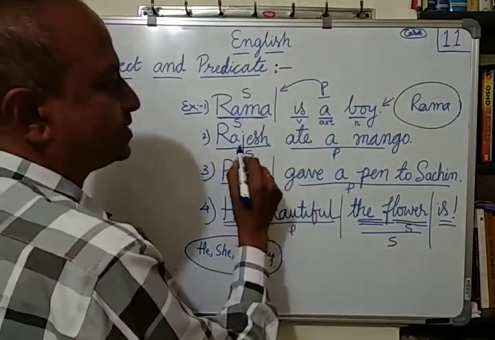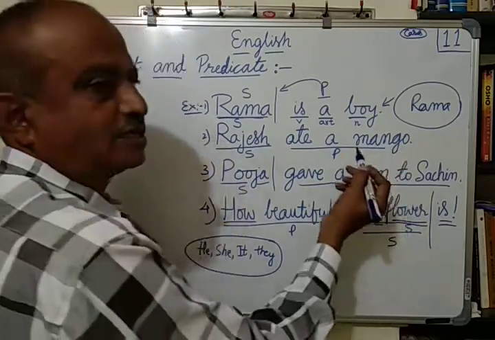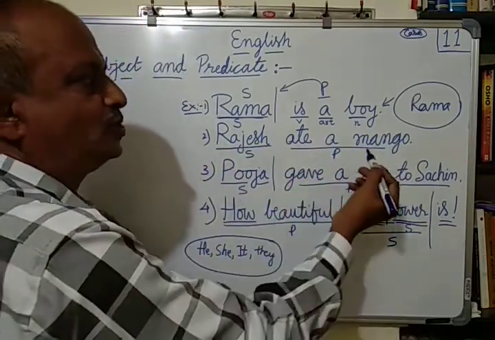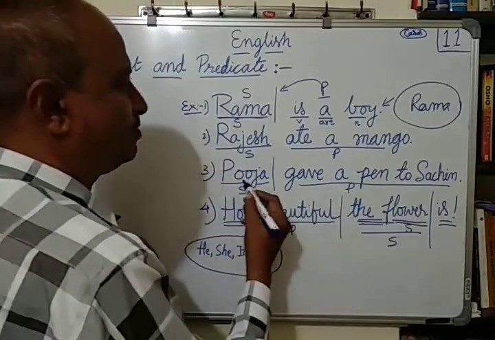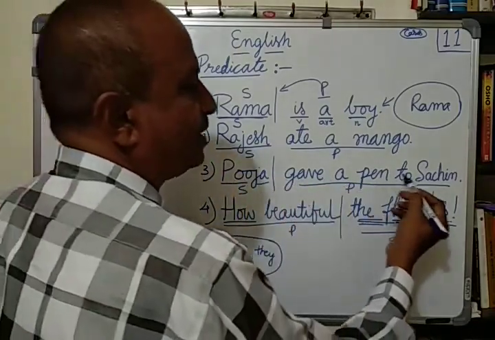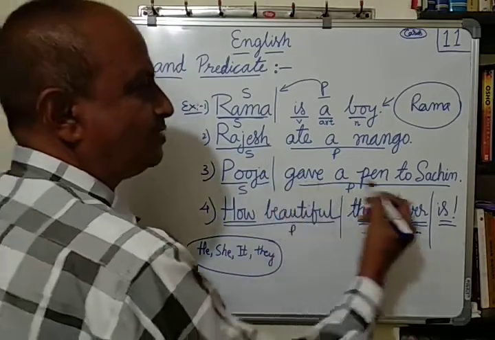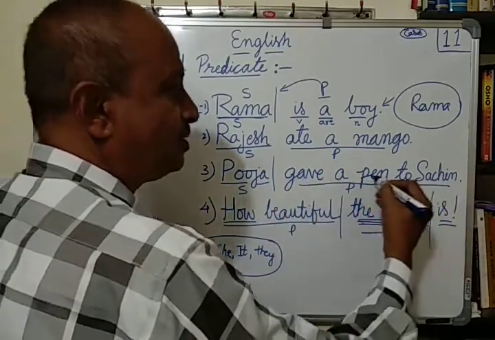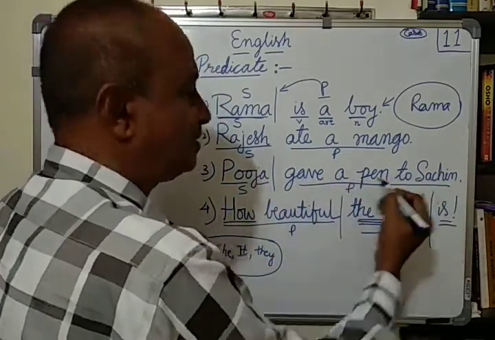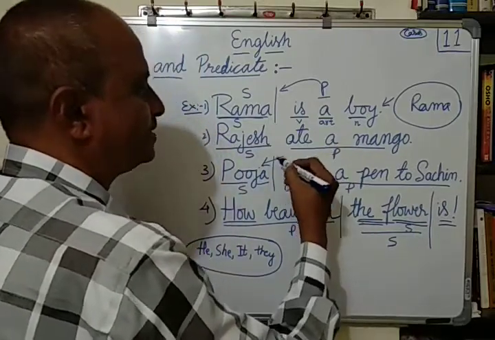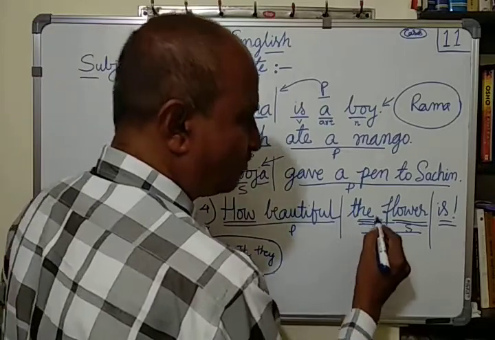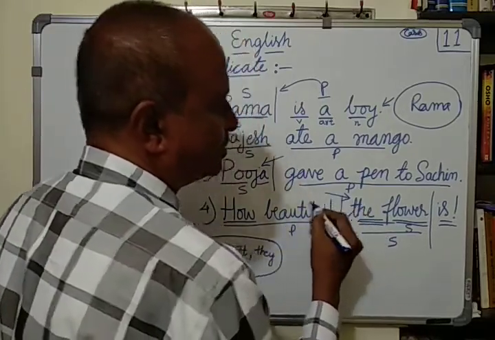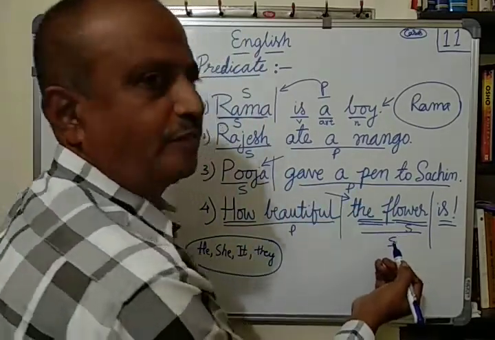Here, Rajesh ate a mango. Ate a mango says something about Rajesh. What did Rajesh do? Ate a mango. Puja gave a pen to Sachin. Puja is the subject and gave a pen to Sachin. What did Puja do? Gave a pen to Sachin. Who gave a pen to Sachin? Puja. Then again it is saying about Puja. How beautiful. What is beautiful? The flower is beautiful. So the predicate is talking about the subject.